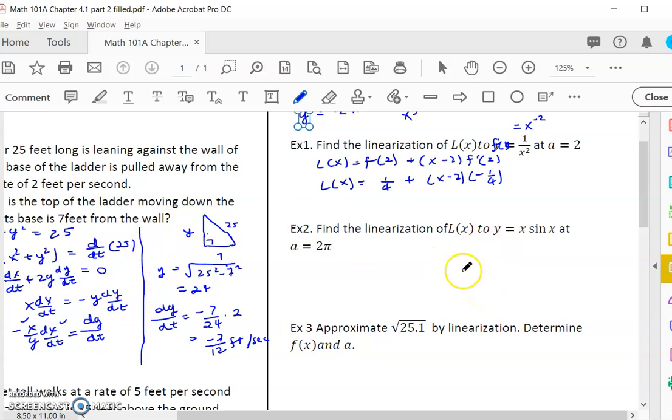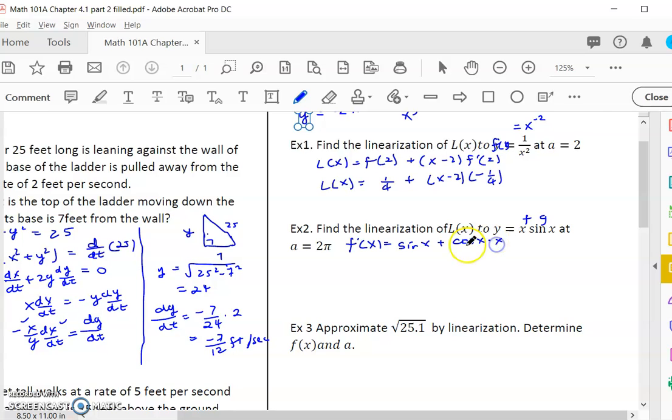Second one, linearization L of x for this function, x sine x. Oh, x sine x is a product rule, right? So what is f prime? So maybe we will do f prime of x would equal to f'g plus fg', right? f'g is the derivative of this times g. So it would be sine x plus fg' would be the derivative of this times f. The derivative of that is cosine x times x.